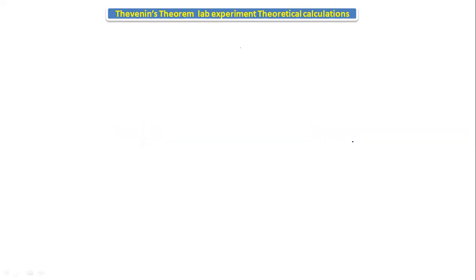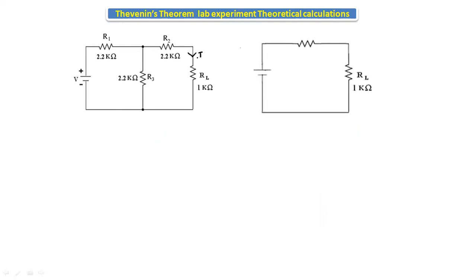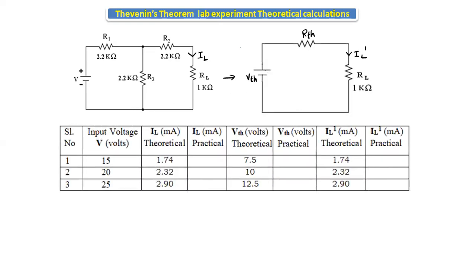Now, we'll summarize whatever values we got up to now. This is the given circuit. This is the equivalent circuit. In the given circuit, we calculated the IL value for the different voltages, that is by taking 15 volts, 20 volts and 25 volts. And it is the VTH value and it is the RTH value. The current passing through this branch is IL dash. Now let's see whatever values we got. This is the equivalent circuit for the given circuit. If we summarize this, for 15 volts, 20 volts, 25 volts, we got these values.